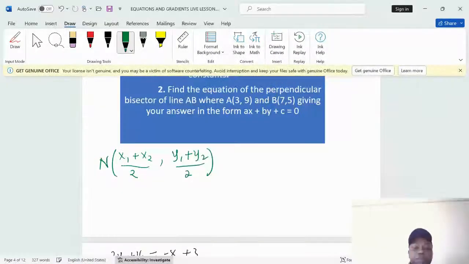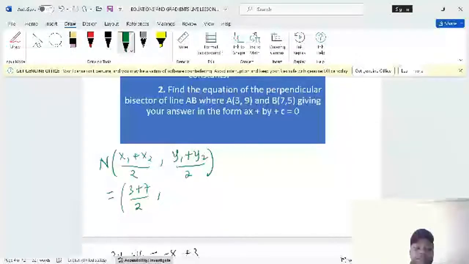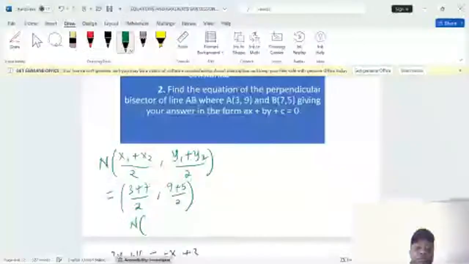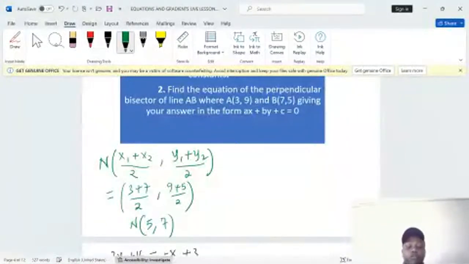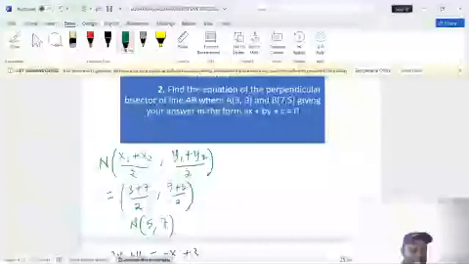We need to take 3 plus 7, then we divide by 2. The midpoint is going to be 10 over 2, which is 5, and 14 over 2, which is 7. So the midpoint of the line is (5, 7).